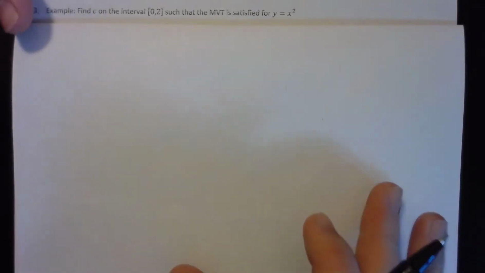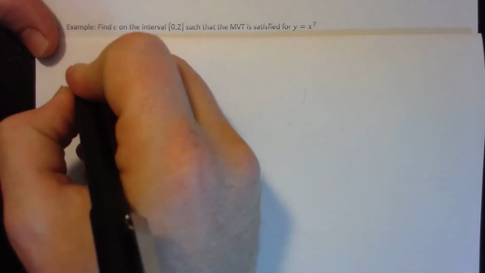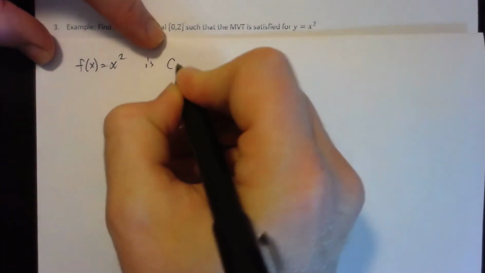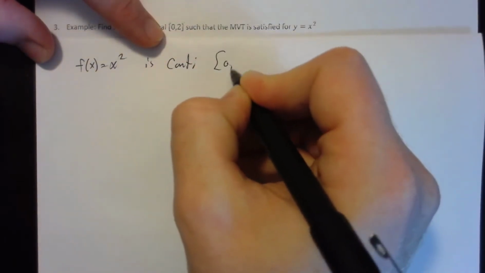In this video, we'll be covering application of the mean value theorem. Again, this identifies find c on the interval from 0 to 2 such that the MVT is satisfied for y equals x squared. So the first thing we have to identify, again one more time, is that f of x equals x squared is continuous on the closed interval from 0 to 2.